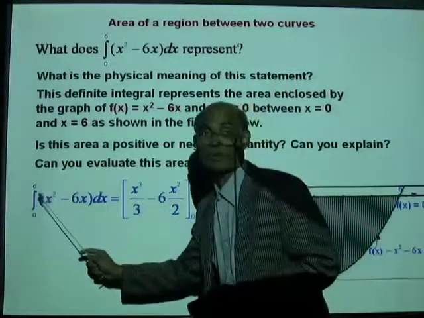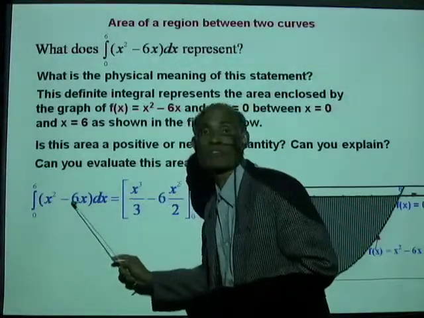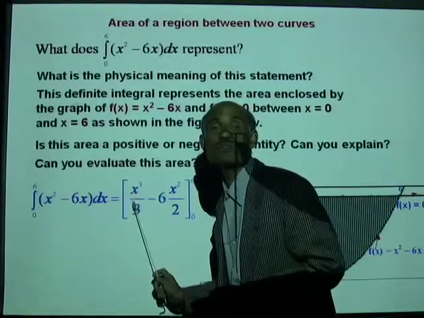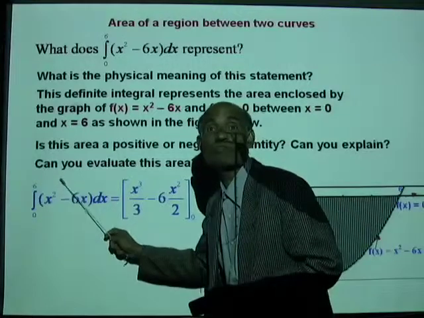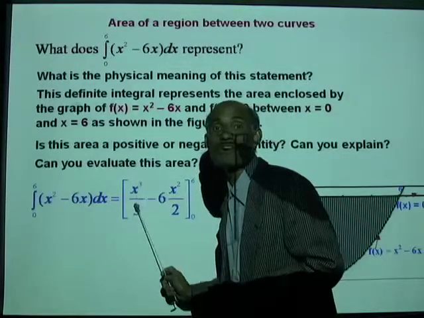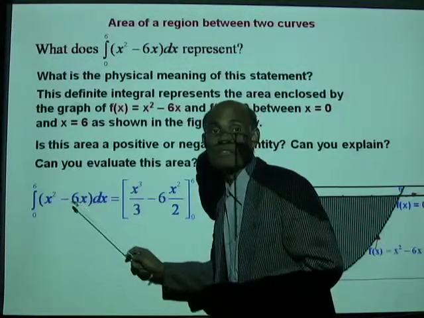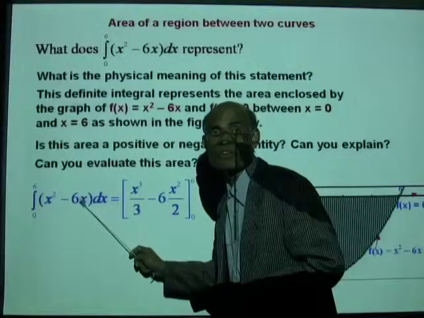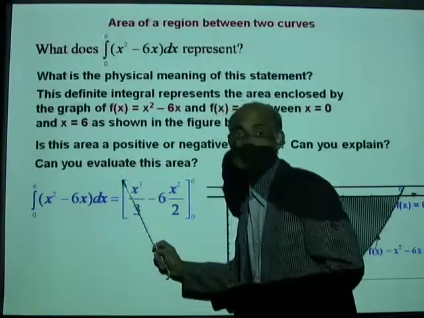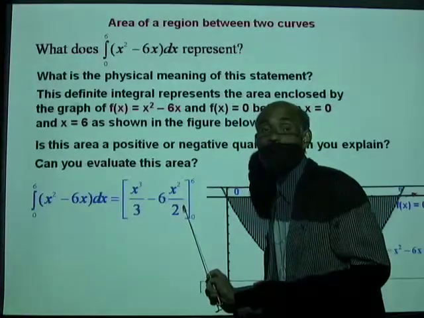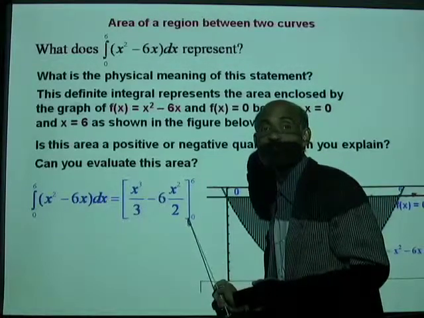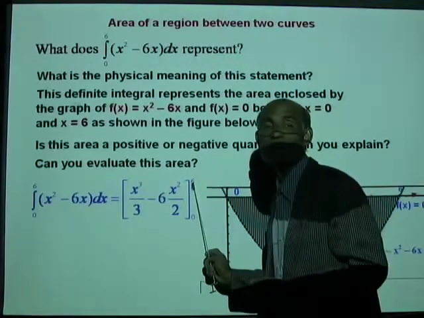Now, let's do this now. You know how to integrate this quantity. Integral x squared is x cubed over 3, x to the power of n plus 1 over n plus 1, x to the power of 2 plus 1 over 2 plus 1, minus 6 times what is integral of x dx. It will be x squared over 2. Now, this quantity is measured from x equal to 0 to x equal to 6. The lower limit is 0, the upper limit is 6.